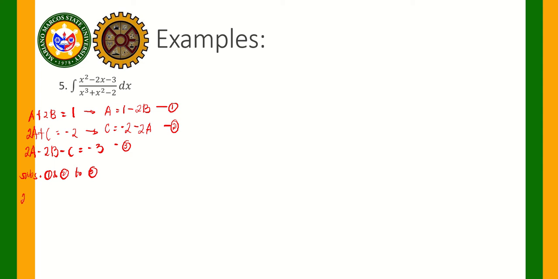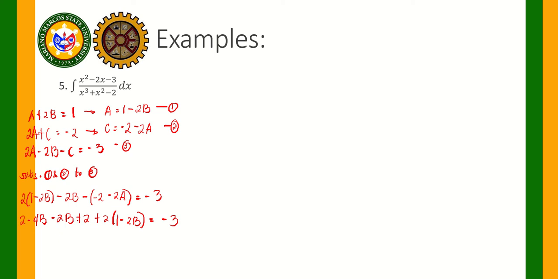So, this will be equal to 2 times 1 minus 2b minus 2b minus c natin is negative 2 minus 2a equal to negative 3. Okay. So, simplify natin. This will be equal to 2 minus 4b minus 2b, negative, negative, positive 2, and then positive 2. Si a natin, palitan ulit natin sa equation 1. Okay, gamitin natin yan. 1 minus 2b, that is equal to negative 3.